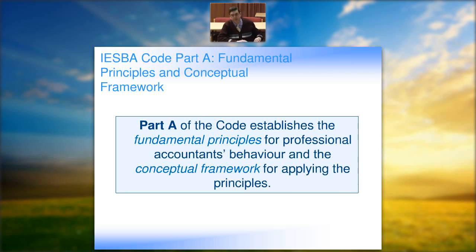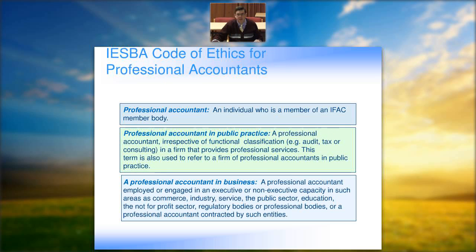Part A of the Code establishes the fundamental principles for professional behaviour and the conceptual framework for applying the principles. The next slide I won't spend too much time on; it just defines what is meant by a professional accountant, an accountant in public practice, and an accountant in business. Essentially, public practice means that you are providing services to the public, such as auditing services or certain non-auditing services. Now, much more important is the next slide.